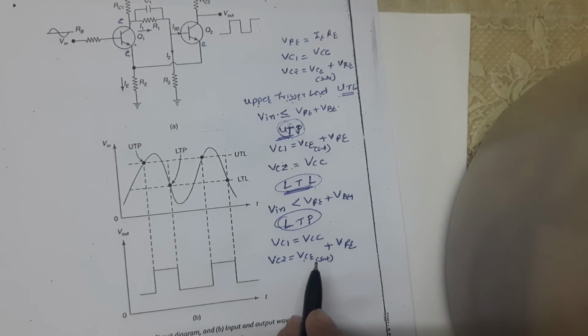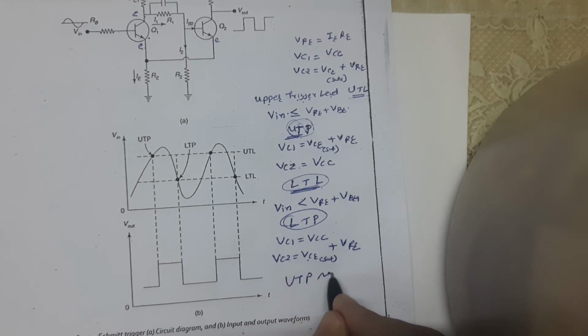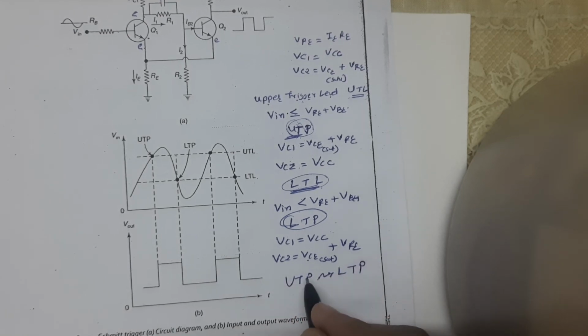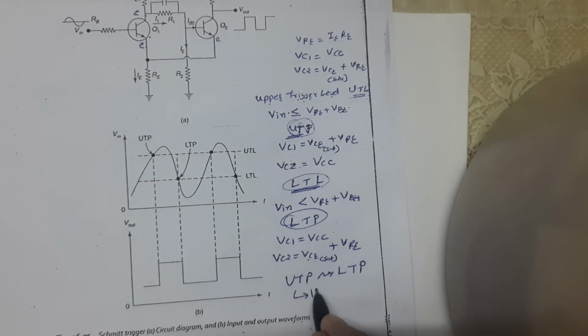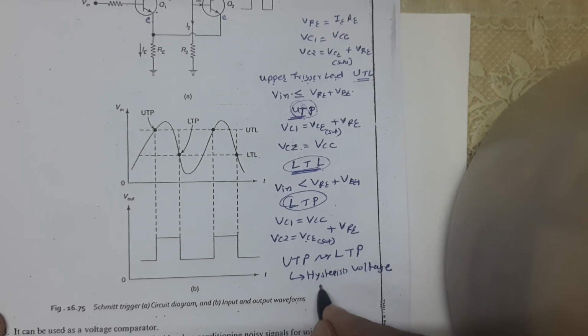The difference between UTP and LTP is known as hysteresis voltage, which is denoted by VH, and it is also known as the dead zone of the Schmitt trigger.